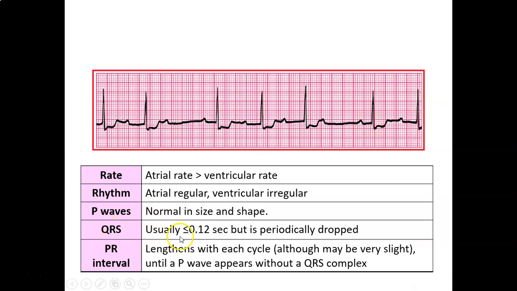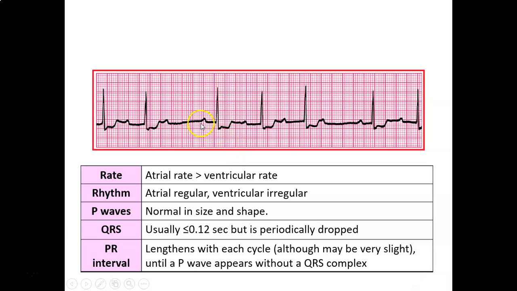Now look at the QRS duration. It's narrow, but PR interval, let's focus on this one. Here, if you look at the PR interval, it is slightly increased. Here PR interval is more increased, here more increased, and here this P wave is not followed by the QRS complex. So it seems there is a gradual lengthening of the PR interval till the P wave is not followed by the QRS complex, and then this cycle repeats itself.